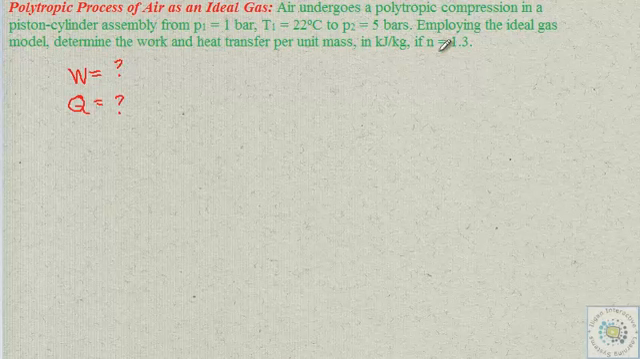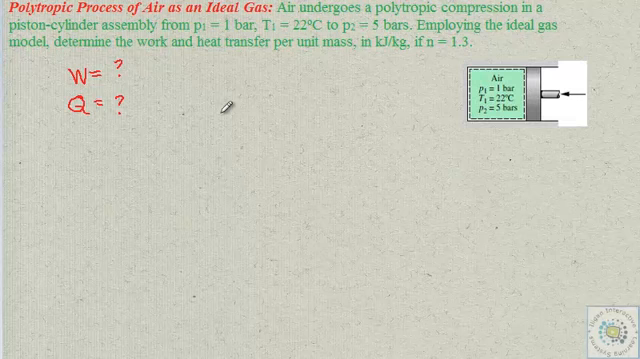Let me sketch first for the problem. So we have here the cylinder being compressed. We expect W to be positive because work is being done to your system. So from 1 bar to 5 bar, it's being compressed, and the temperature we don't know yet as of the moment. But what we know is n is equal to 1.3.